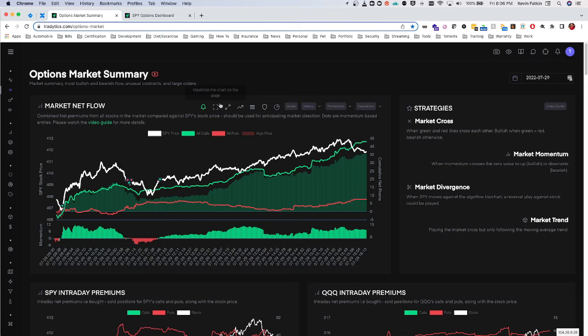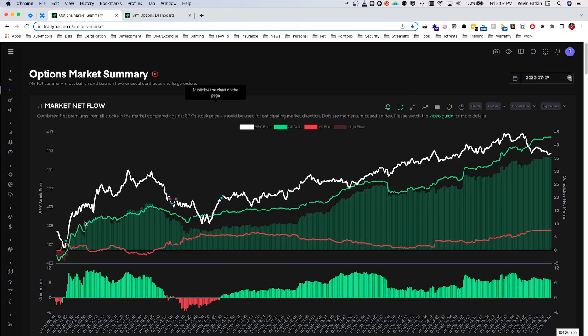So the first one I want to talk about is a Market Net Cross, and that's what we get right out of the gate here. We only had one of these today, and that's because it wasn't a very volatile day. It was a very tame day. The price was slowly moving up. But when we see calls cross above puts, so net calls cross net puts, that's a very bullish indication.